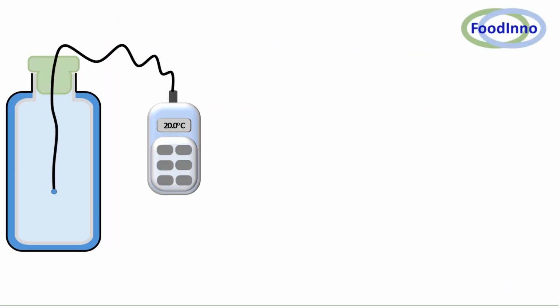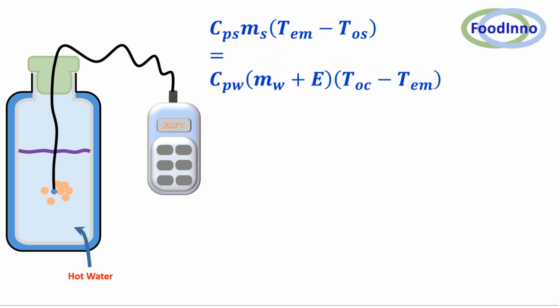Now we could explain the experimental setup. Place some hot water with known mass in a thermoflask. Sample at low temperature is now transferred into the hot water. Then start recording the temperature of the mixture and we can write the heat balance equation as Cps times Ms times (TEM minus TOS), which is equal to Cpw times (Mw plus E) times (TOC minus TEM).